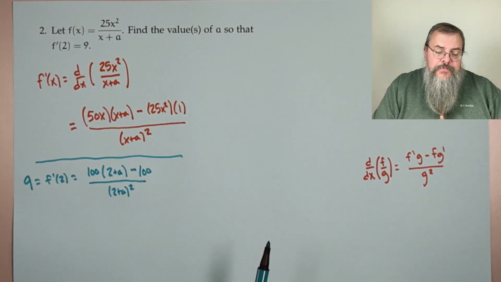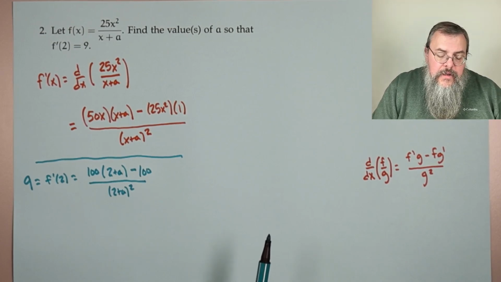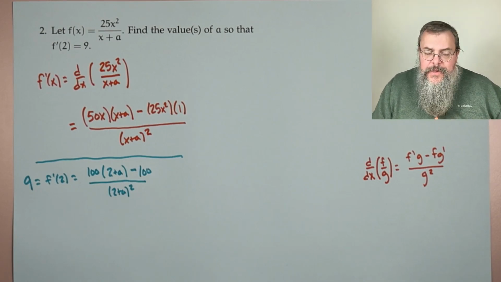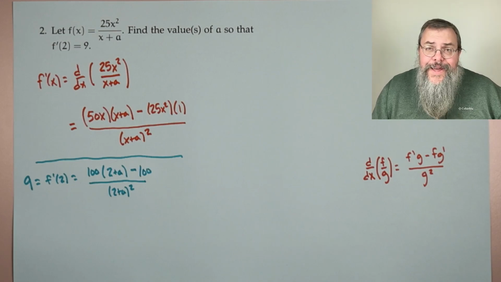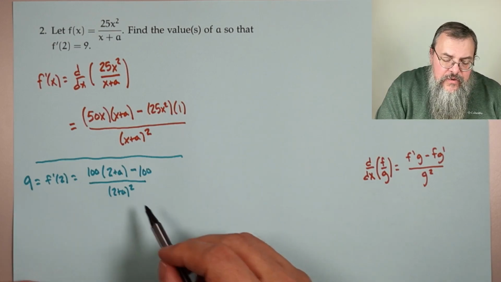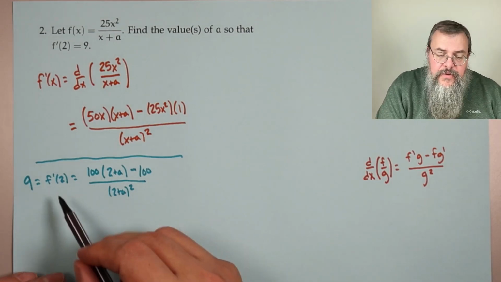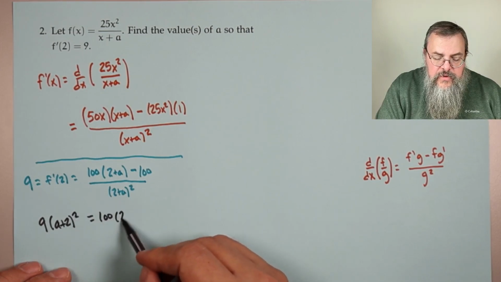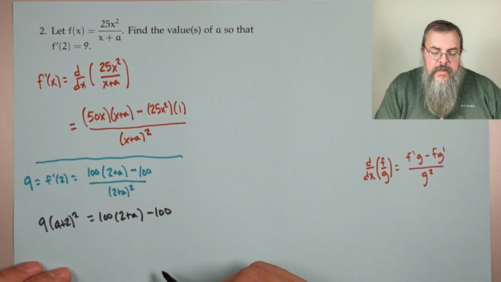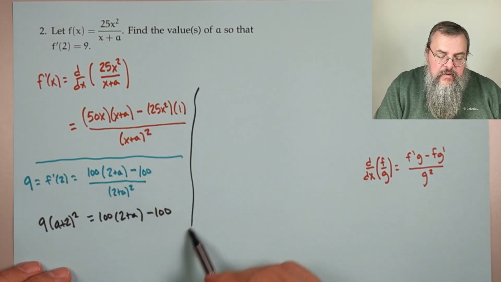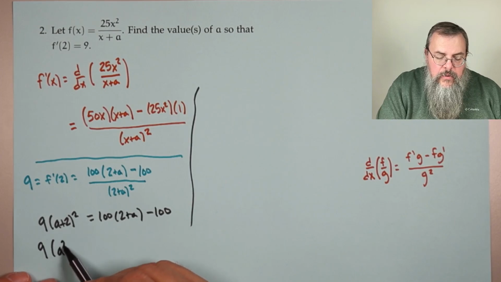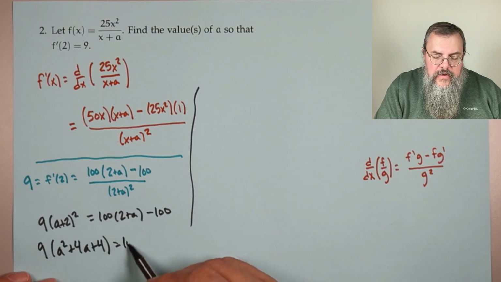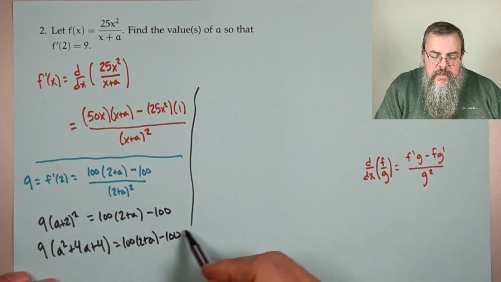We like that situation. All right, well, now what I would do is I would get rid of fractions. Fractions have always challenged me in life, and they've led to many points that have been lost. So when I can, I get rid of fractions as soon as possible. So suppose you multiply through here by that a plus 2 squared. So 9 times a plus 2 quantity squared equals 100 times 2 plus a minus 100. Well, all right, we can expand things out. So we get 9 times a squared plus 4a plus 4 equals 100 times 2 plus a, subtract 100.